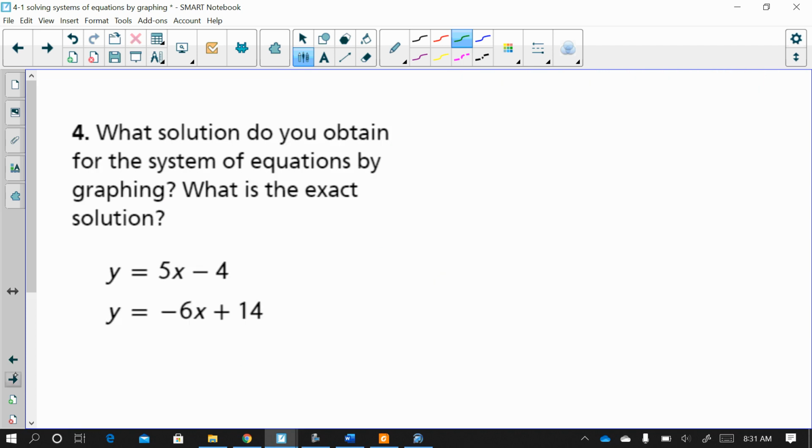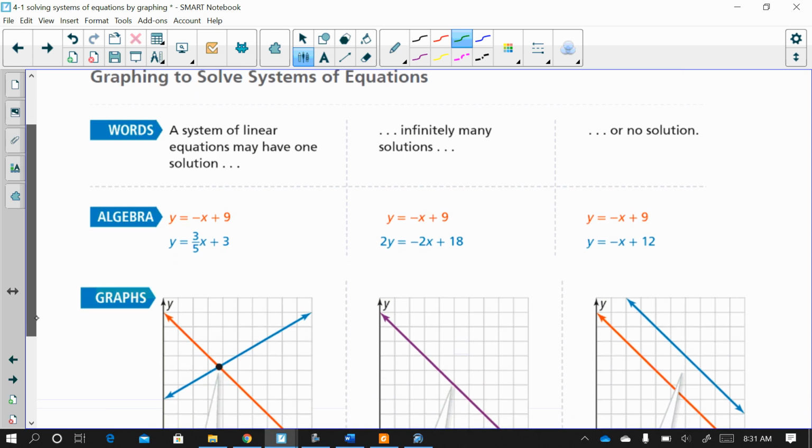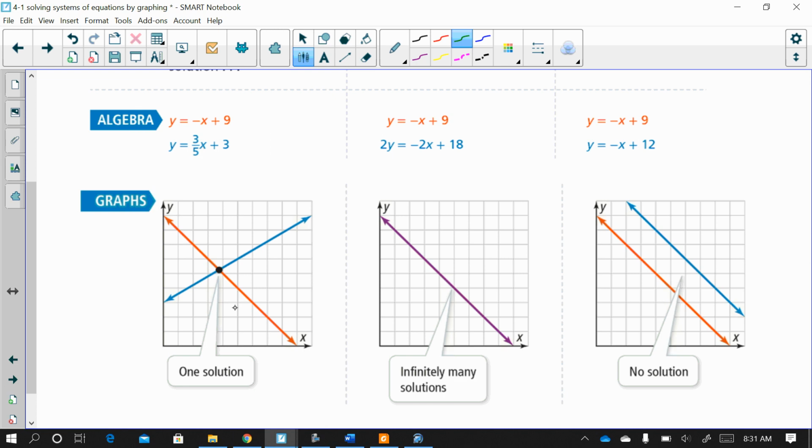I'm not worrying about this example because we're going to talk more about finding an exact solution with the other methods we're going to learn in this chapter. So that's how you solve systems of equations by graphing. Graph them, find where they cross. Most of the time, we're dealing with just one place. Sometimes you get the exact same line, which makes infinitely many solutions. And sometimes we get parallel lines, which means no solution.